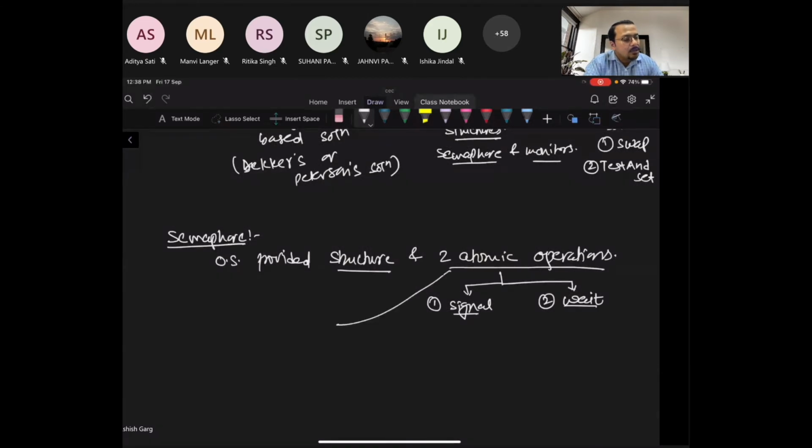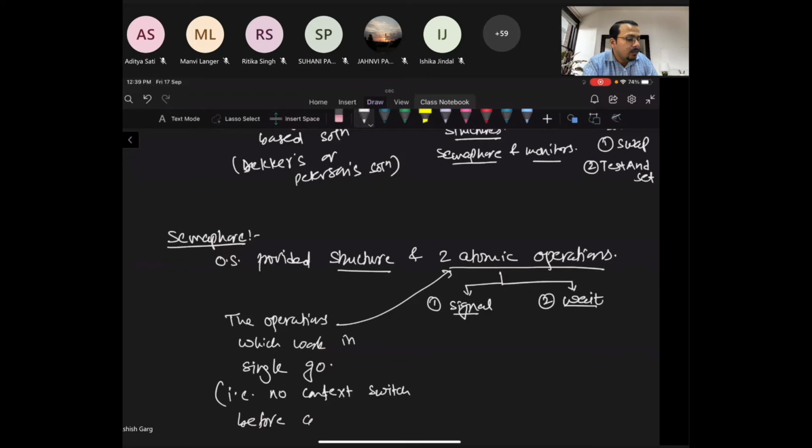Atomic operations are the operations which work in a single go, that is, no context switch before completion of these operations. Before the completion of these operations, context switch cannot happen.